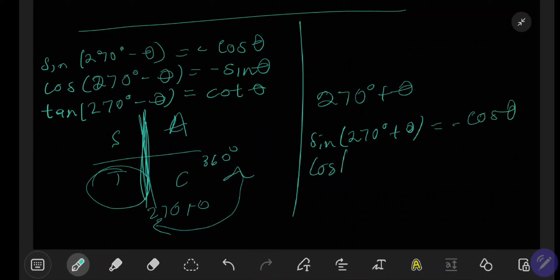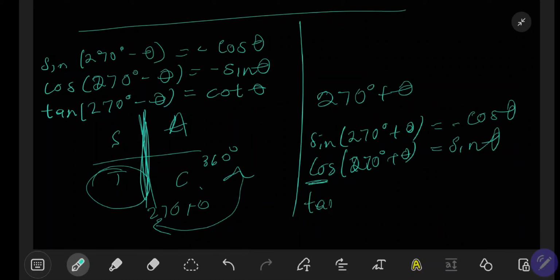Then if we have cos of 270 degrees plus theta, we know that cos is positive in the fourth quadrant. Then we're going to have a positive answer, and the co-ratio of cos is sine. Then we're going to have our theta there.